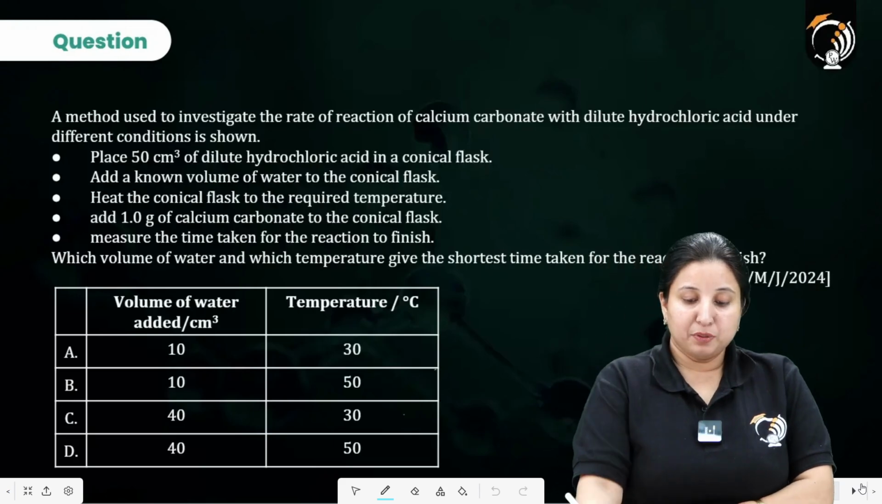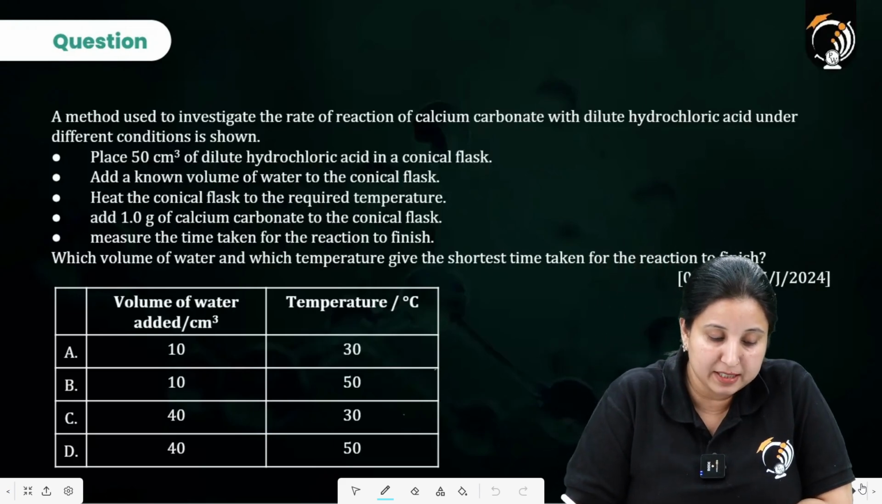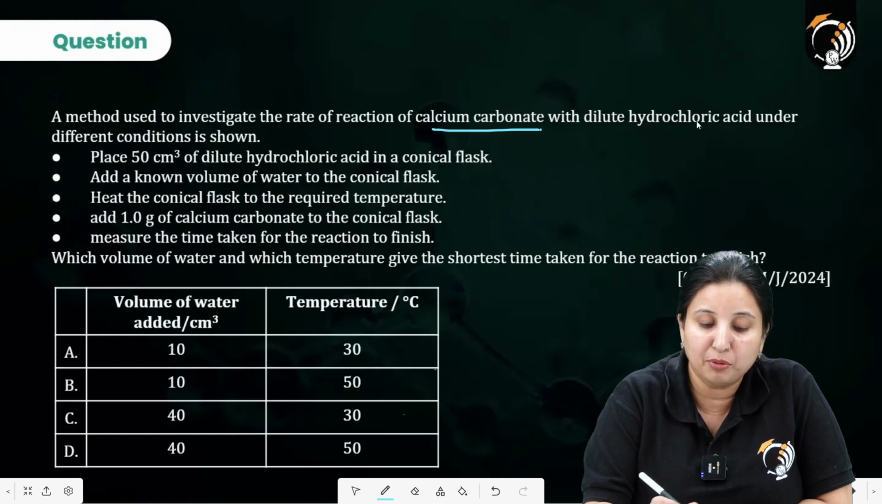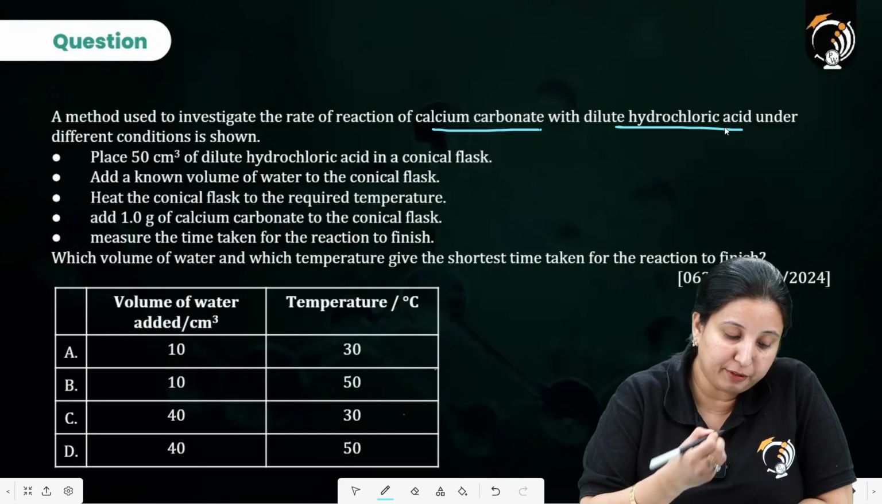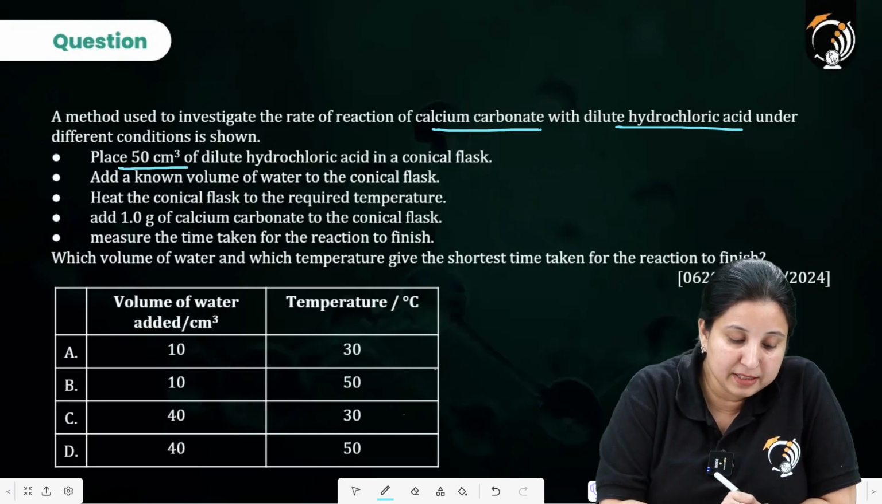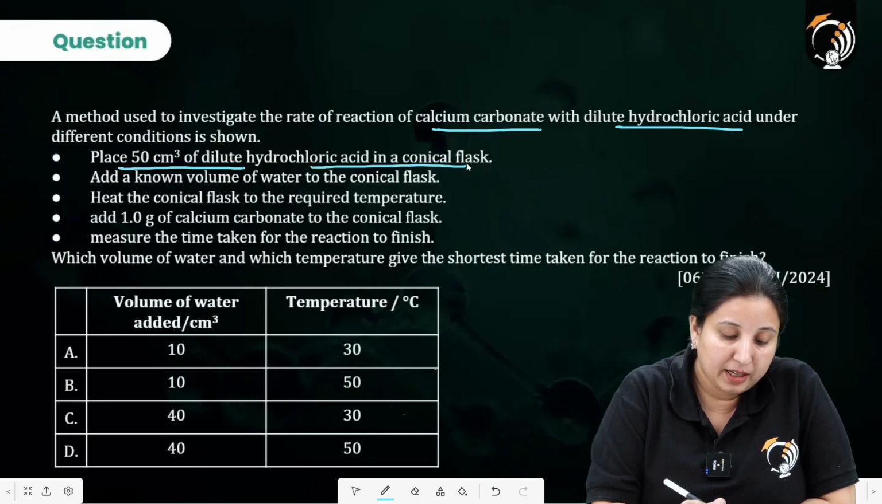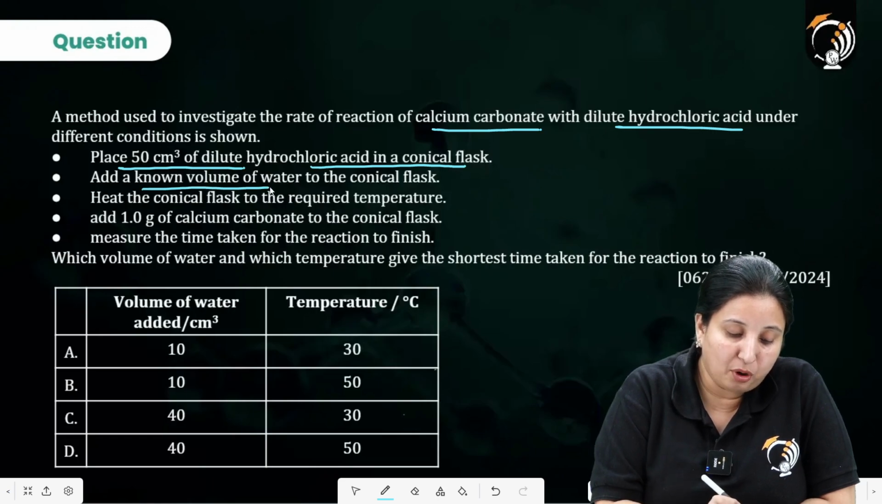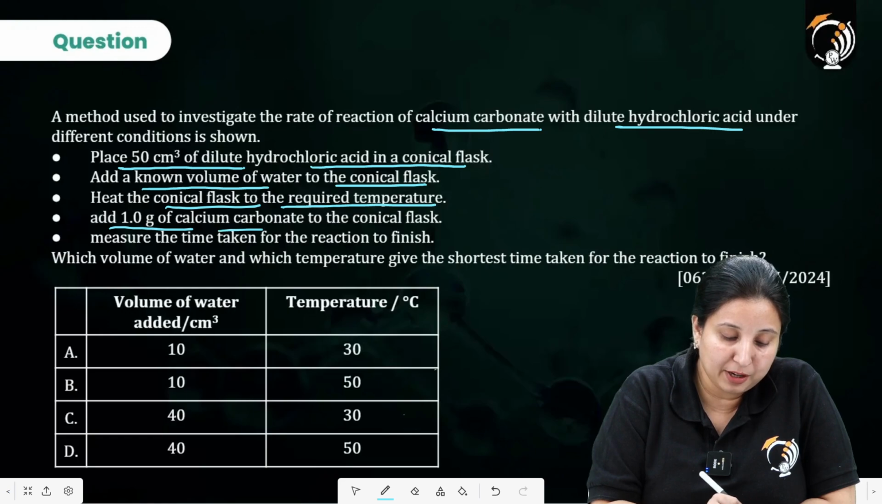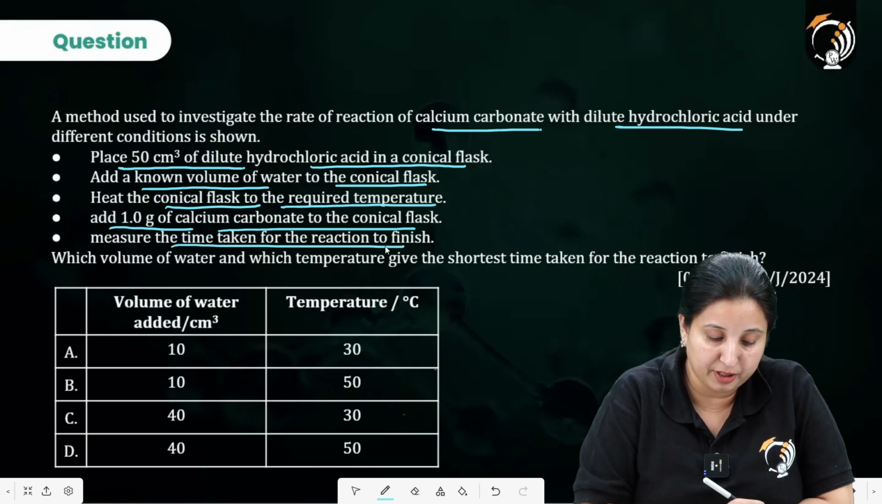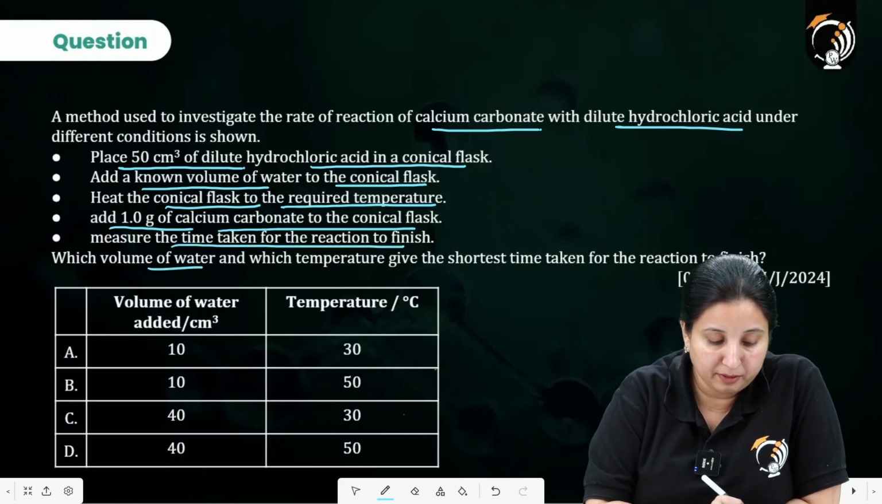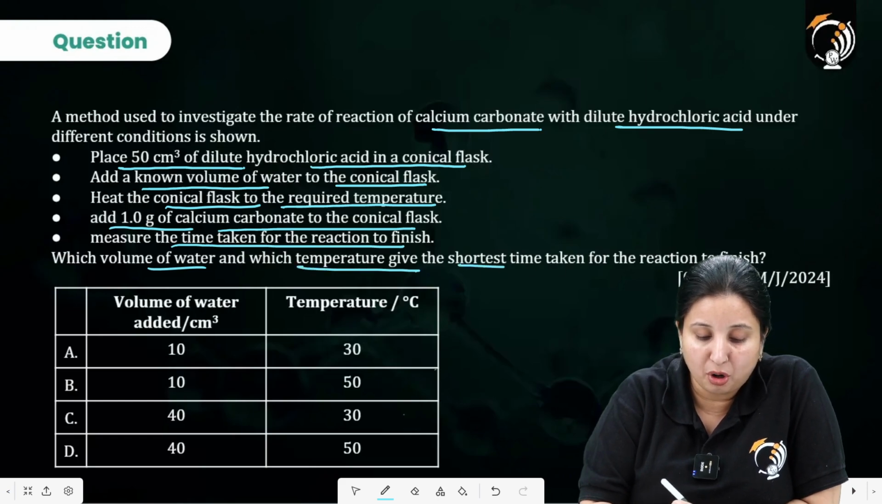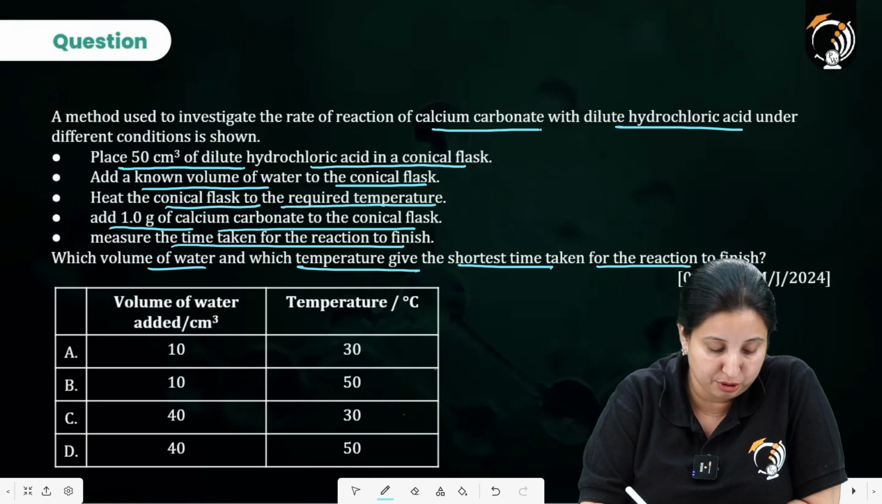Then next question, a method used to investigate the rate of reaction of calcium carbonate with dilute HCl under different conditions is shown. Place 50 centimeter cube of dilute HCl in a conical flask. Add a known volume of water to the conical flask. Heat the conical flask to the required temperature. Add 1 gram of the calcium carbonate to the conical flask. Measure the time taken for the reaction to finish. Which volume of water and which temperature give the shortest time taken for the reaction to finish?